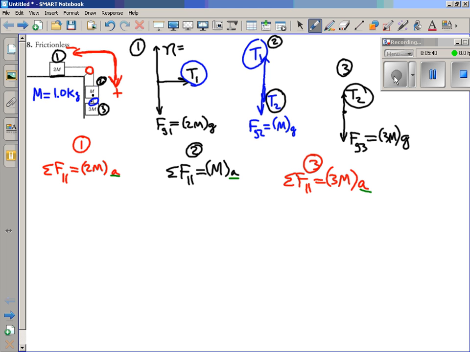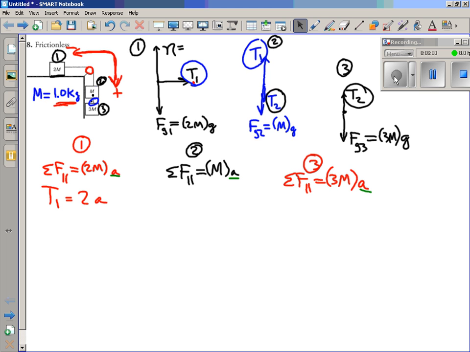And so for that, we just have the tension 1 up here, and that's acting in the positive direction. So we have tension 1, which equals 2m. Well, m is just 1 kilogram, so equals 2 times a. So we have one equation, two variables, cannot solve.